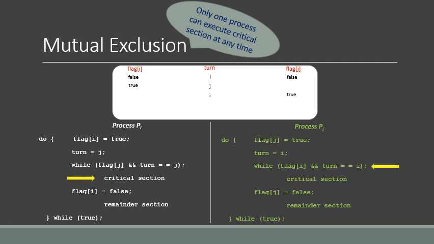When the process Pi finishes executing its critical section, it would change the flag of i to false. As you can see here, the flag of i has become false. Now the process Pi will move to its remainder section, and because flag of i has become false, process Pj will move to its critical section.